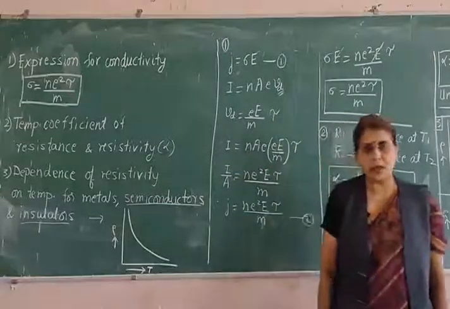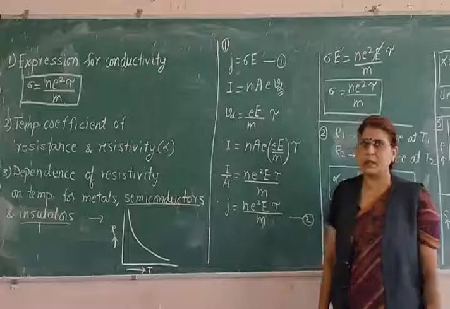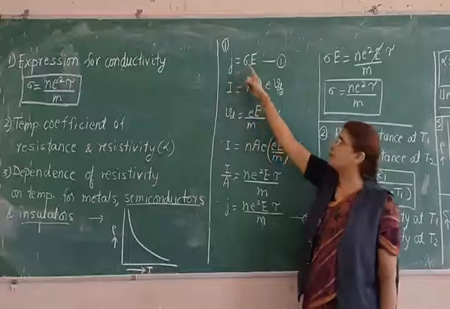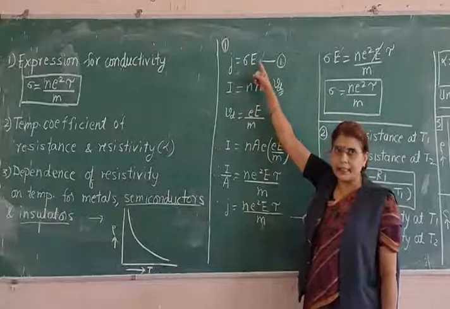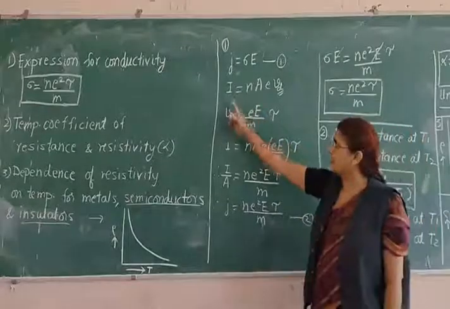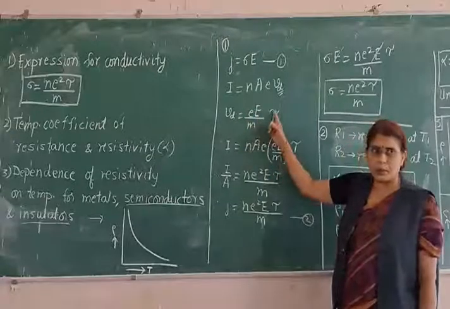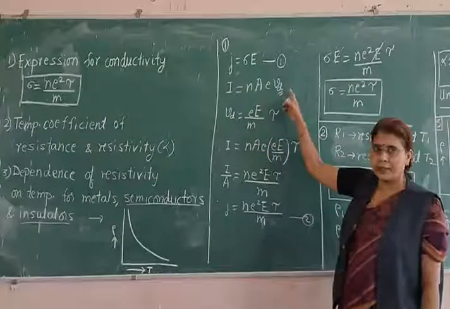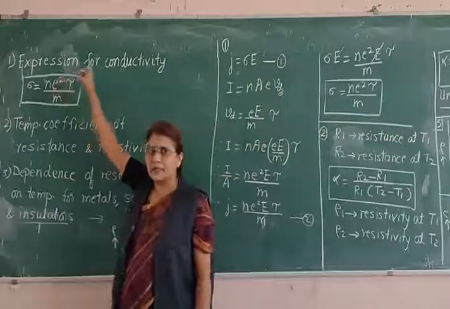For this we need the knowledge of previous lectures. We need all those expressions which we had derived. One expression is J is equal to sigma E, where J is called the current density, sigma is conductivity, E is the electric field. In the last lecture we also derived two more equations. First one was drift velocity Vd is equal to E upon m into tau. The second expression was I is equal to nAe Vd. All these expressions we are now going to use for the derivation of the expression for conductivity.